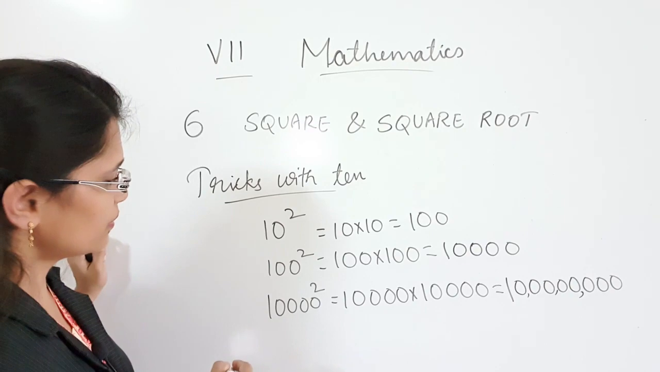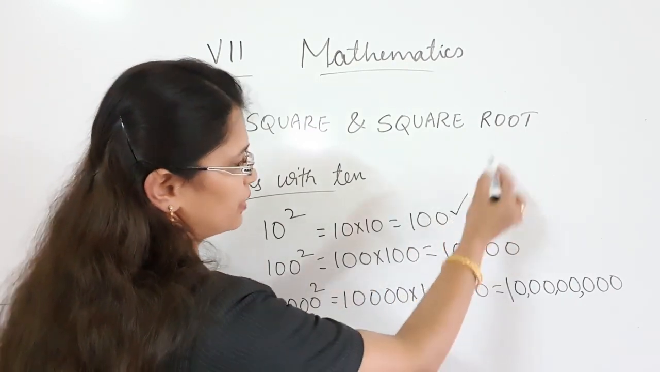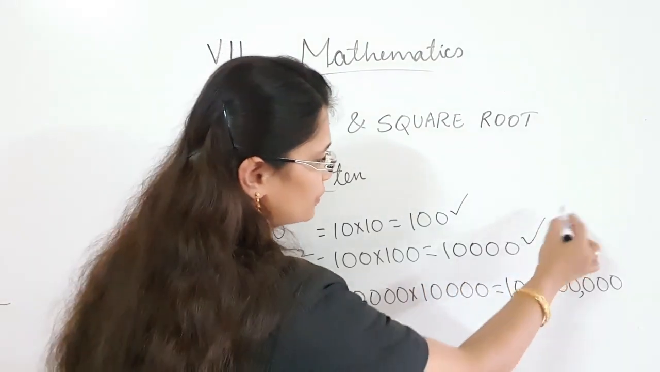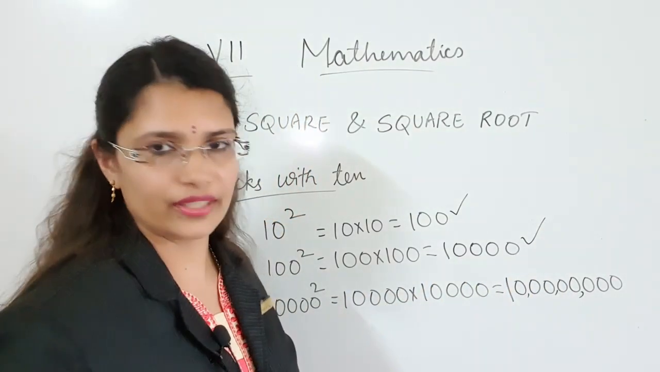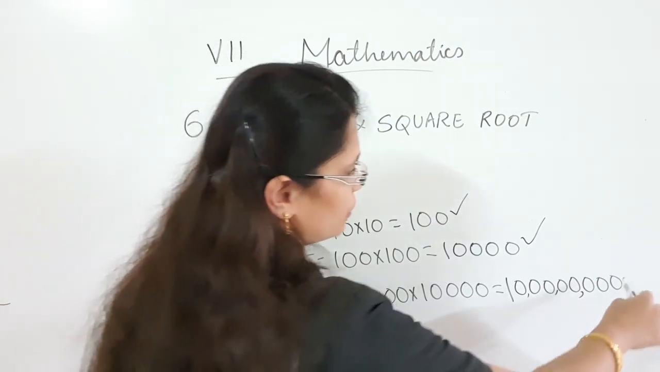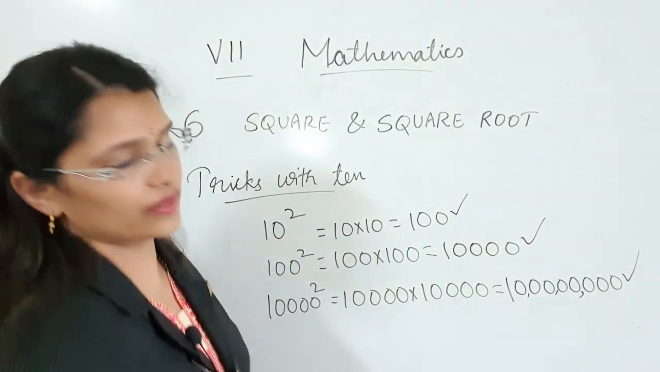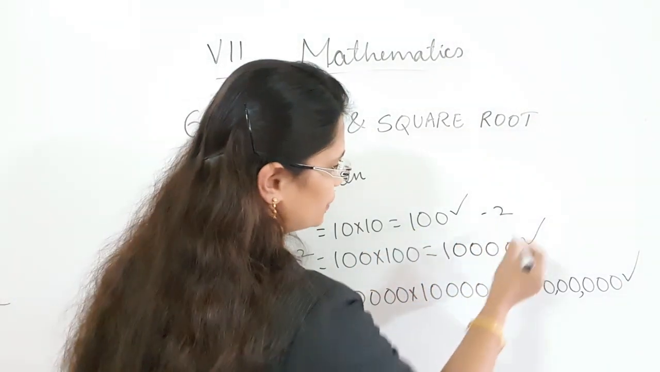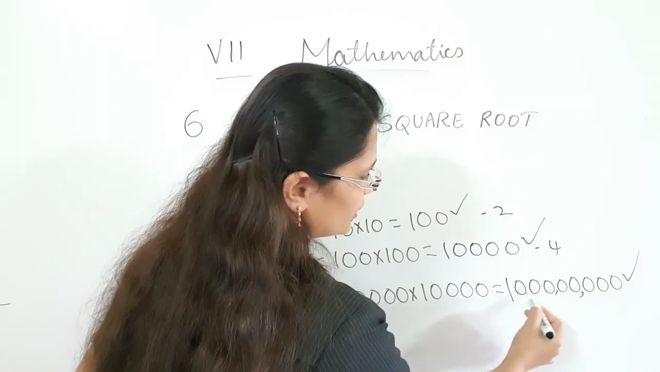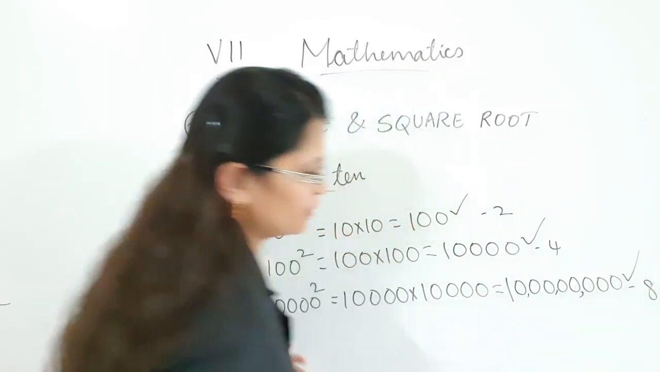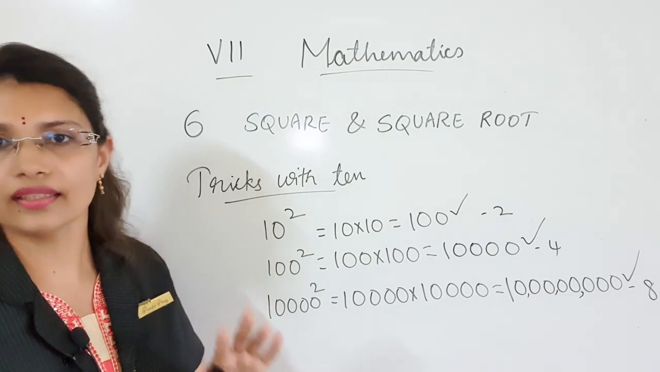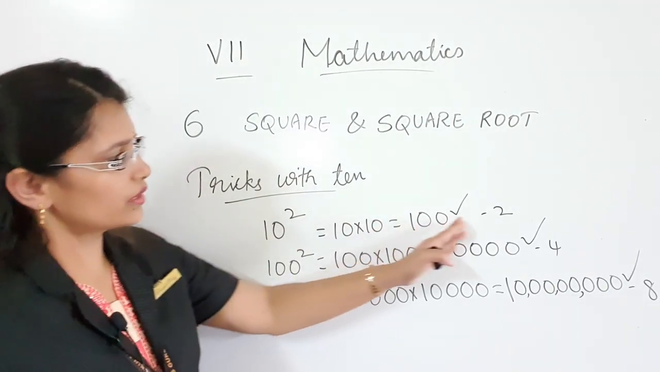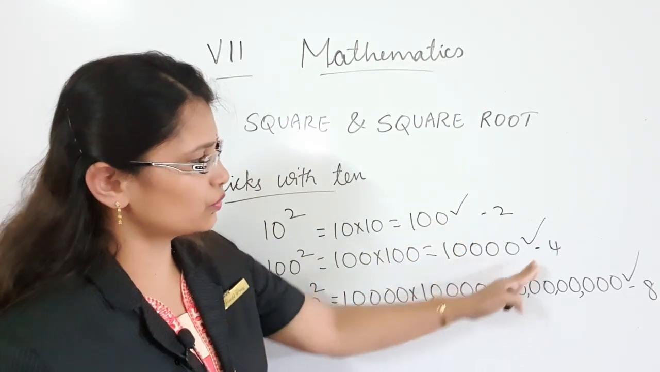Okay. So, children, 100 is a perfect square, right? Then 10,000 with 4 zeros is also a perfect square. Then this 10 crore is also a perfect square, right? Count the number of zeros. Here 2, here 4, here 8. 1000 square, you do it as homework. So, look at this. Number of zeros are 2, 4, 8.